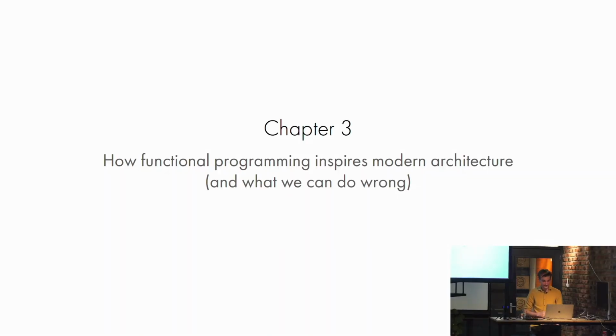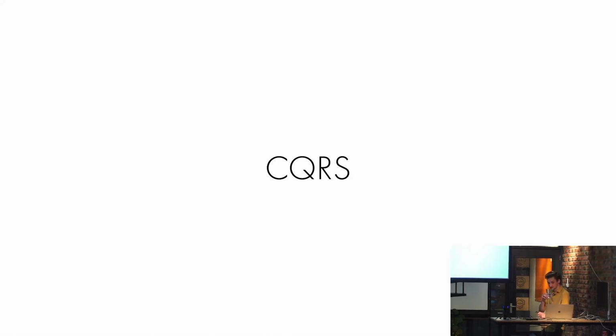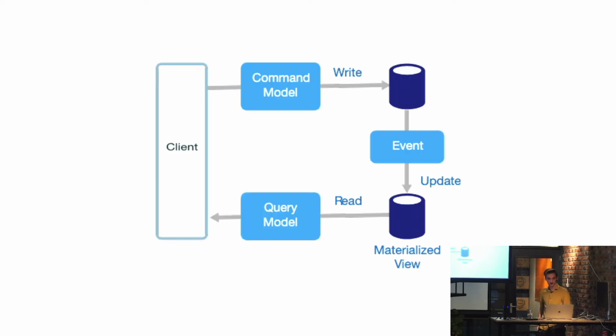Yeah. And now we can move further to a fun chapter 3 about how functional programming inspires modern architecture and what we can do wrong about all that. So first of all, we have CQRS. Who knows what CQRS is? Segregation. Yeah. So it is this glorious thing when we have our command model, we have our query model, and we are practically trying to separate writes and reads.